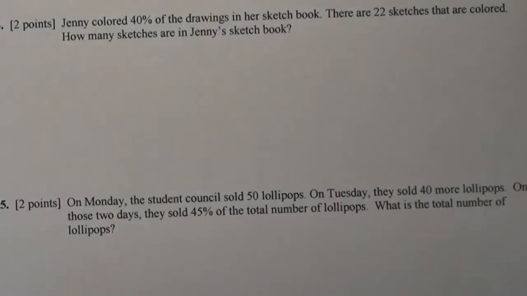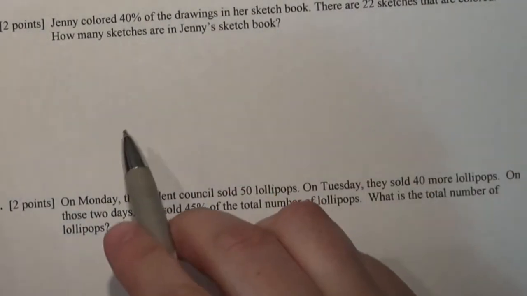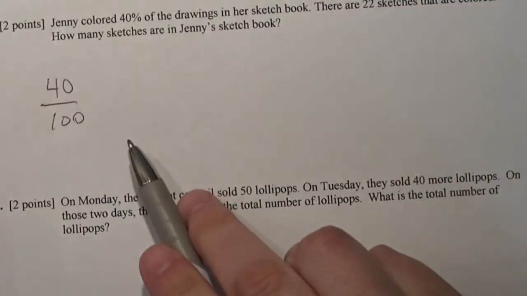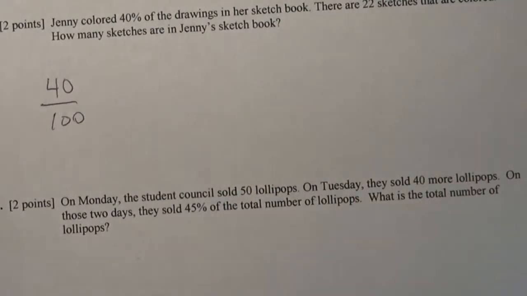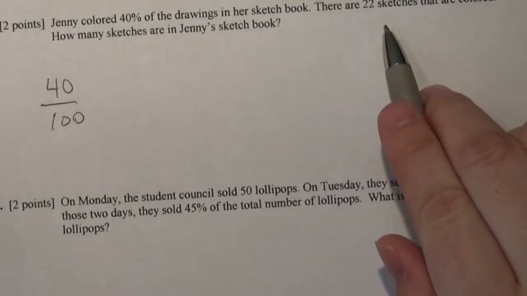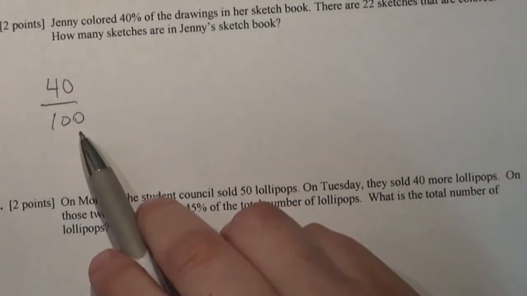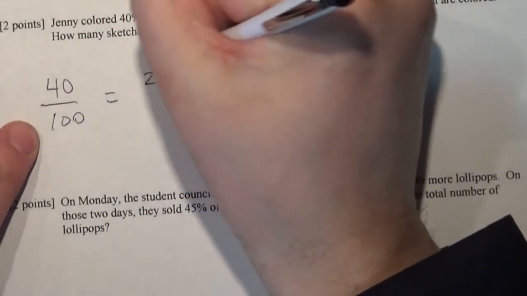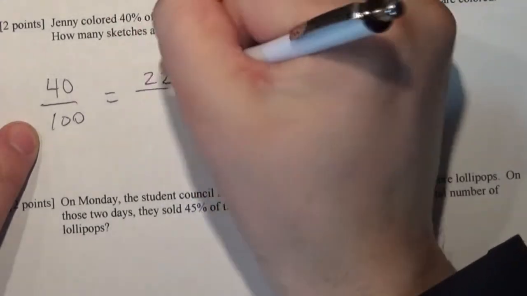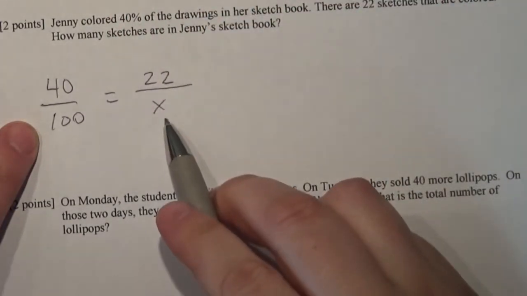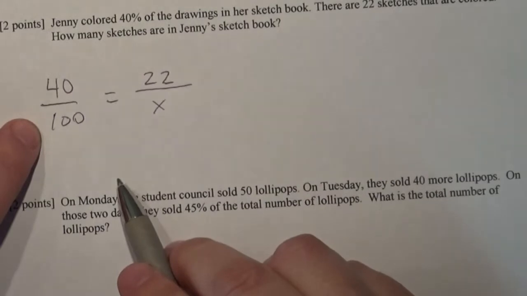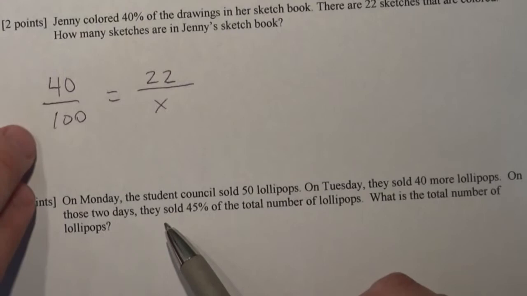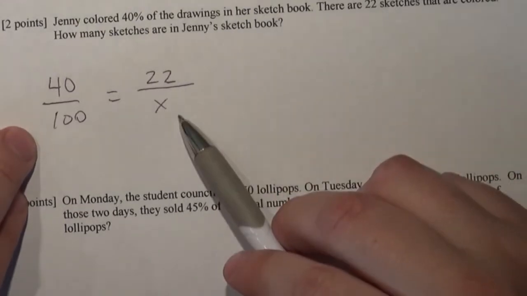All right, so let's check it out. If I have 40%, that's 40 over 100. That's the same thing, right? That's just writing it like a ratio or like a fraction. 22 sketches are going to be colored. So 40% out of the total 100 is going to be equal to 22 colored sketches out of an unknown total. So we're just making an equivalent ratio. Okay? So if I look at this, I have 40%, 40 over 100. I have 22 over an unknown amount.